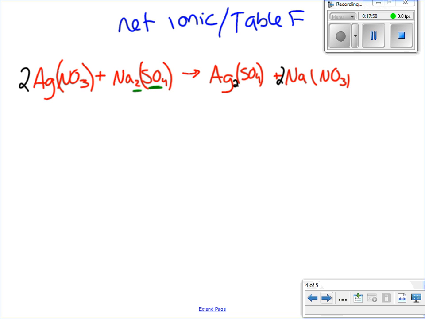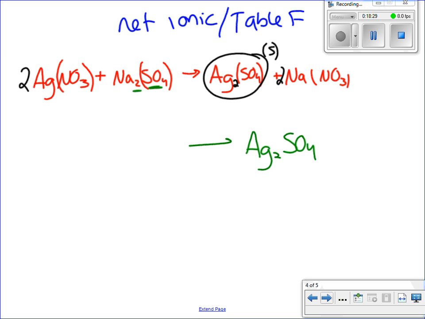Last step is to look at table F and see what is insoluble. Sodium's always soluble, so that's going to be my key that silver sulfate is my precipitate. This is my solid. Okay? Now I've got to write the net ionic equation for this. So, I want to see who's playing in the game. The easiest way to write your net ionic equation is to start with your product, which is Ag2SO4, draw the arrow, and then write the dissociation products of it.